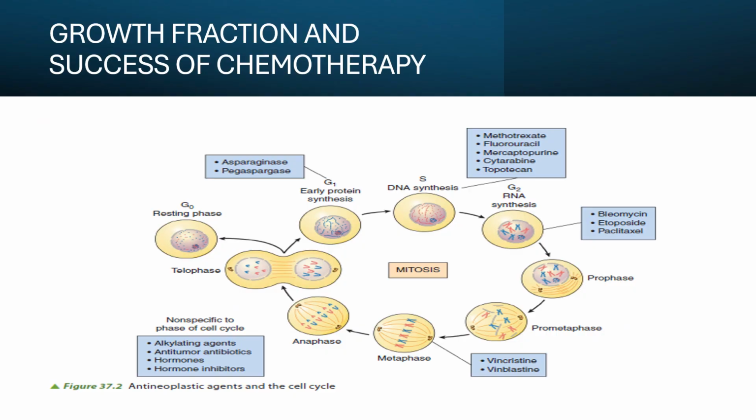Growth fraction and success of chemotherapy. Although cancers grow rapidly, not all cells in a tumor are replicating at any given time. Because anti-neoplastic drugs are generally more effective against cells that are replicating, the percentage of tumor cells dividing at the time of chemotherapy is critical. Both normal and cancer cells go through a sequence of events known as the cell cycle, as shown here in the figure.